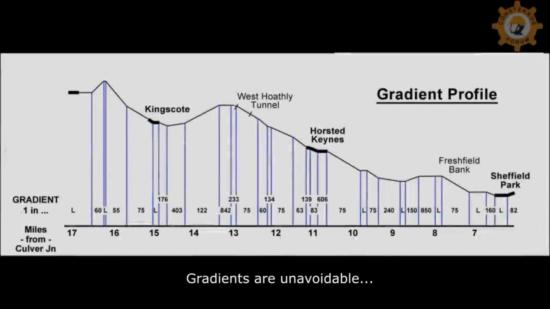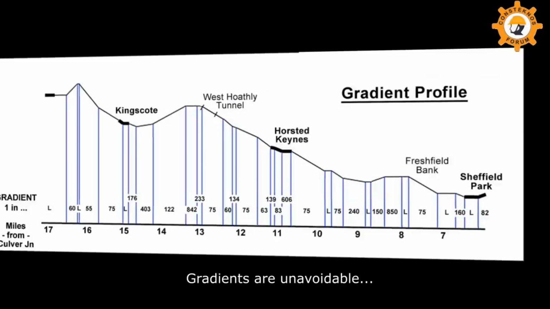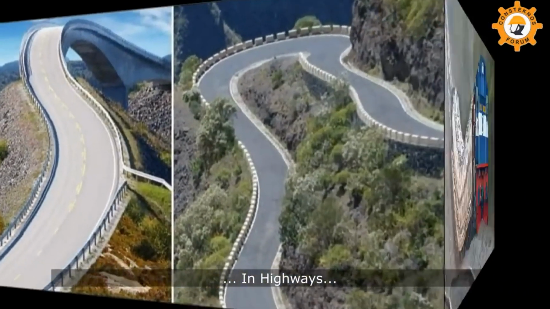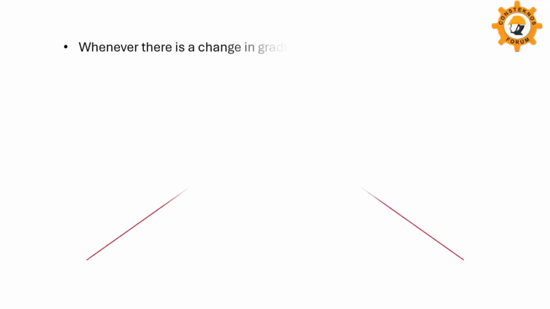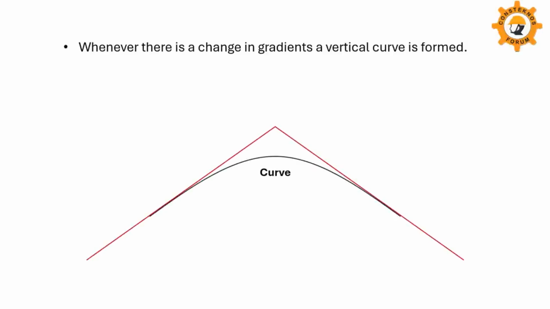Our topic today is design of vertical curves for railway or highway alignment. Gradients are unavoidable in highways as well as in railways. And whenever there is a change in gradients, a vertical curve is formed.